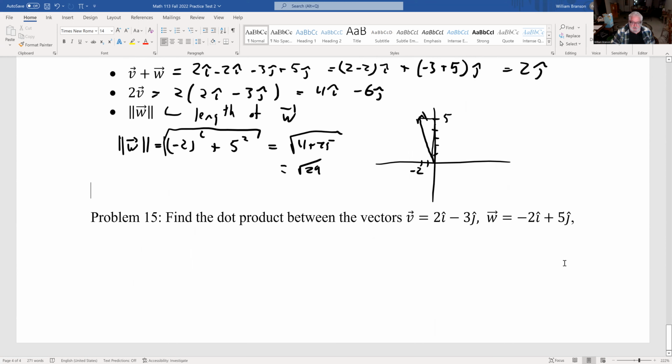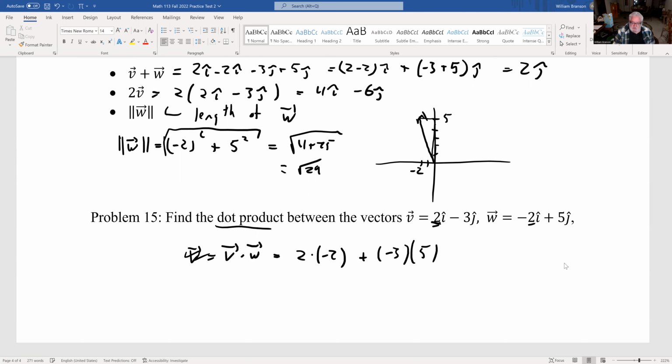So dot product, what's the formula for a dot product? Dot product means just multiply the coefficients of the corresponding things. So v dot w is 2 times minus 2, because that's the coefficients of i, plus minus 3 times 5. So you take the x coefficients, the 2 times minus 2, and then take the y coefficients, the minus 3 times 5, and then add them together. So this is minus 4 minus 15, which is minus 19.